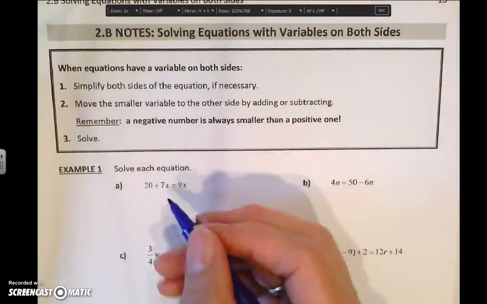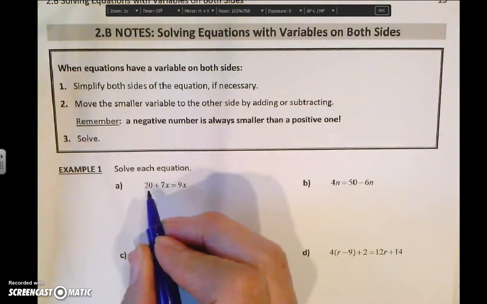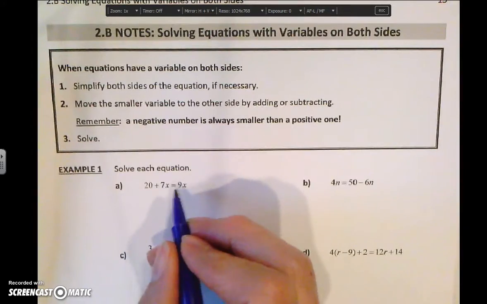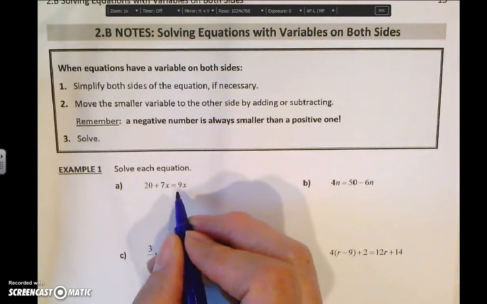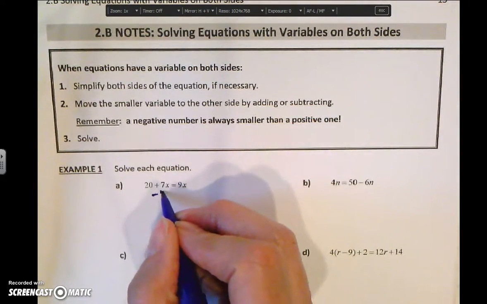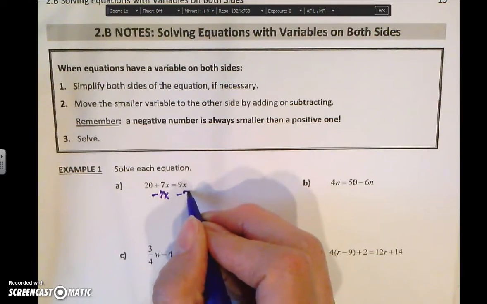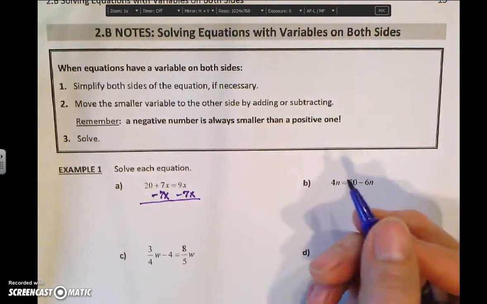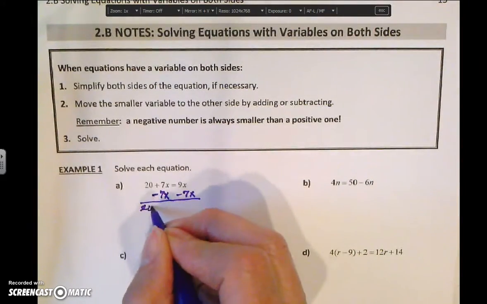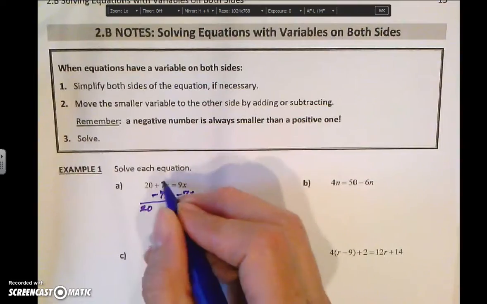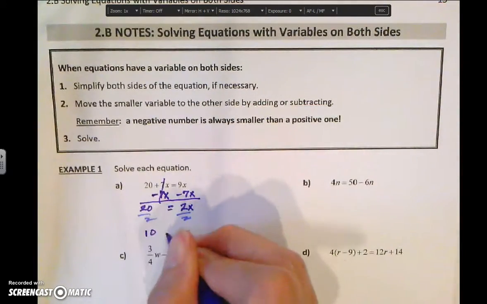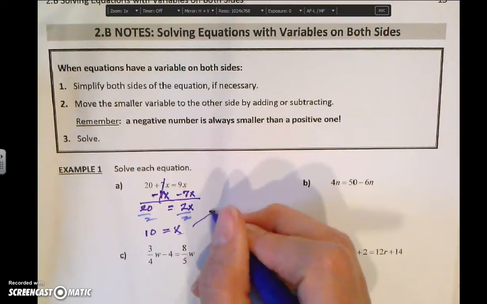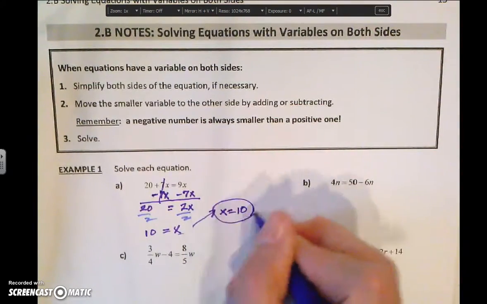All right, so let's go. So here, I'm going to look at the left side, and I see that nothing needs to be simplified on either side. So then I go to step 2. The smaller variable between 7x and 9x would be 7x. So I want to move it. So I'm going to subtract 7x from both sides of the equation. And then that will leave me with 20 is equal to 2x. Then I will finish up by dividing both sides by 2 and come up with 10 is equal to x. We could also say that as x is equal to 10.